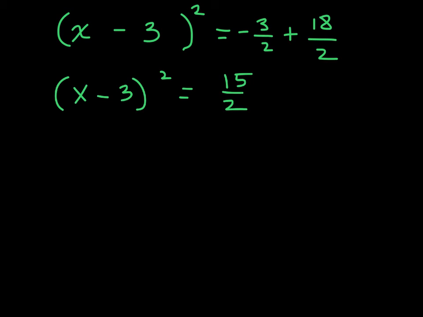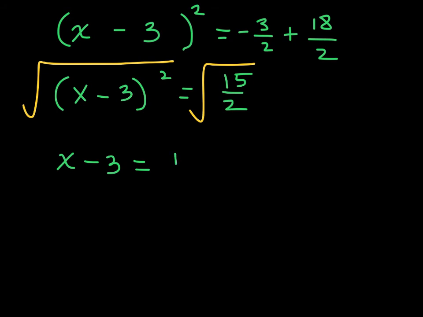Now we take the square root of both sides, okay? The left-hand side is just x minus 3. The right-hand side is plus or minus the square root of 15/2. Now, by the quotient rule for radicals, we know that this is equivalent to the square root of 15 over the square root of 2.